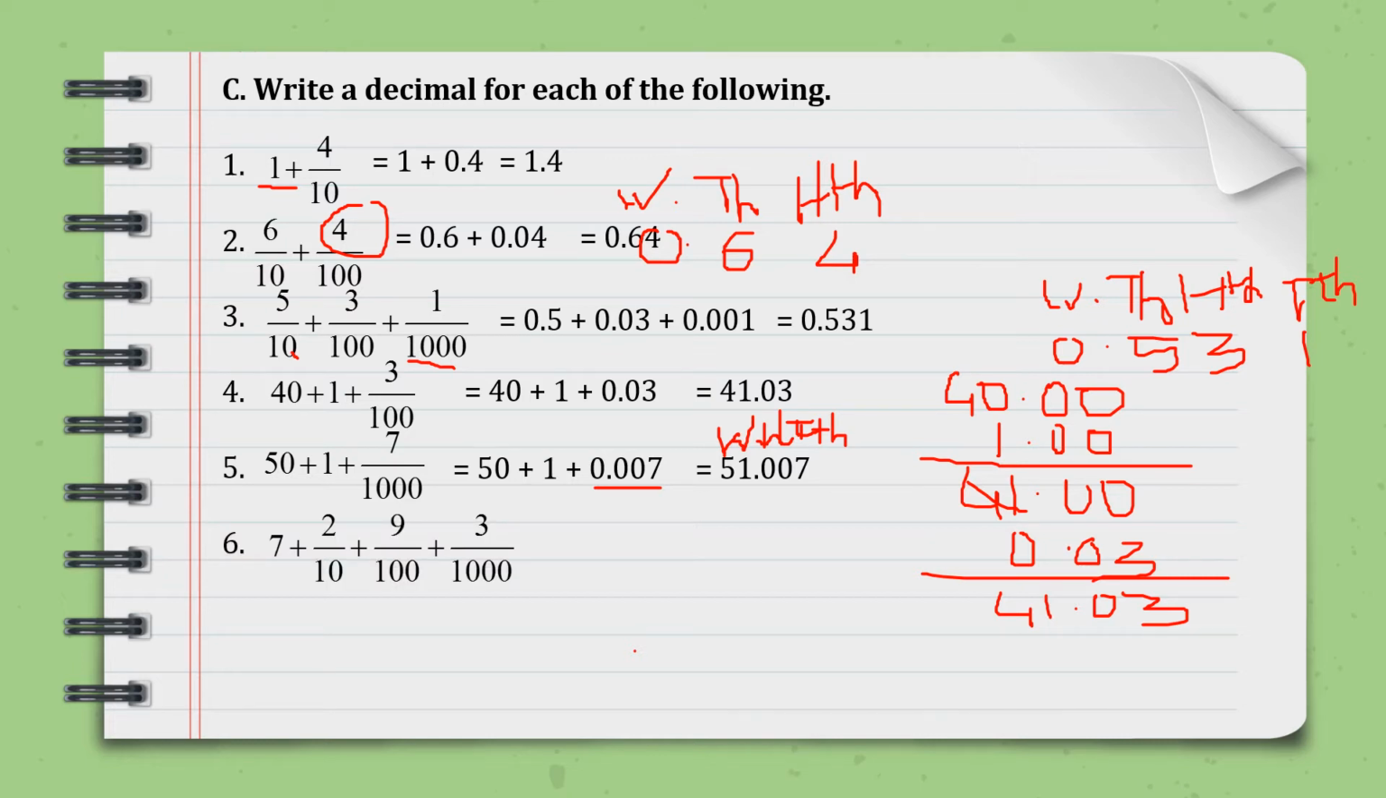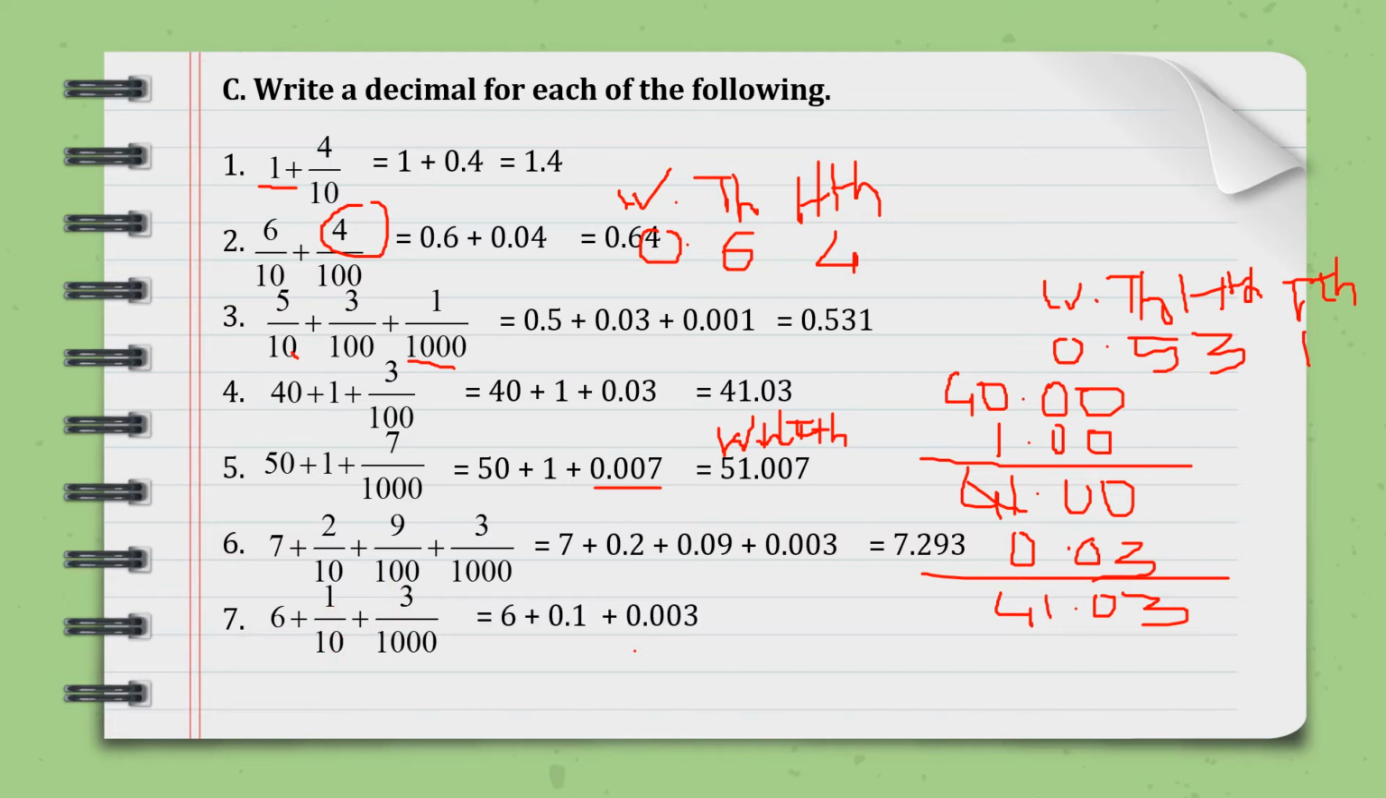Now next is 7 plus 2 upon 10 plus 9 upon 100 plus 3 upon 1000. So here 7 plus 0.2, because 2 upon 10 can be written as 0.2, 9 upon 100 can be written as 0.09, 3 upon 1000 can be written as 0.003. So the whole part will come first, then the tenths place, then the hundredths place, then the thousandths place. So it will be 7.293. Understood?